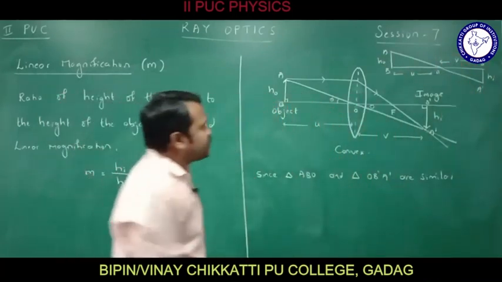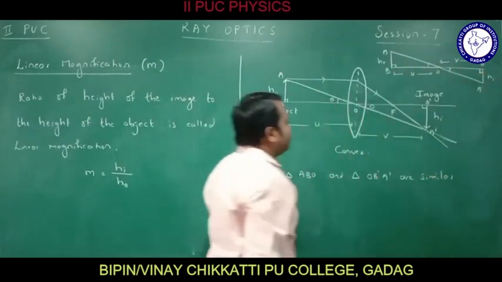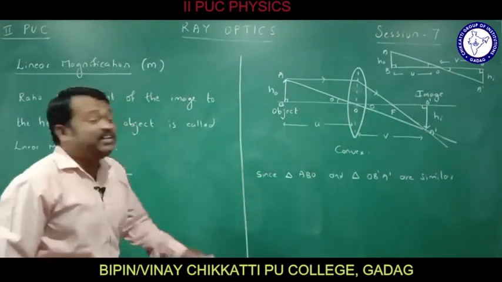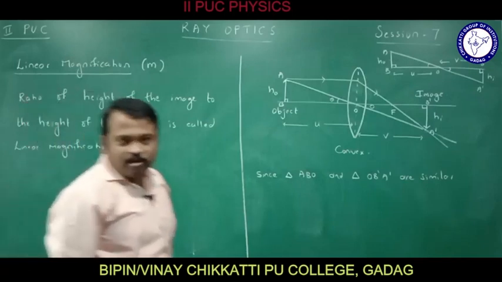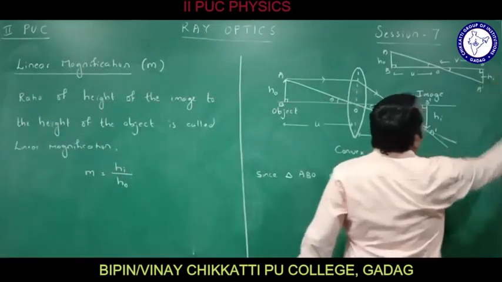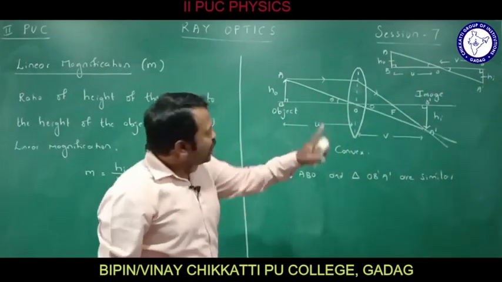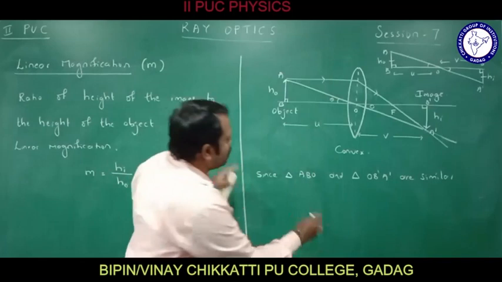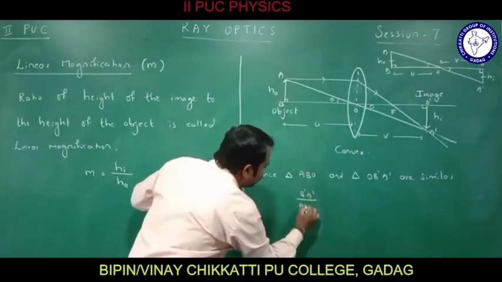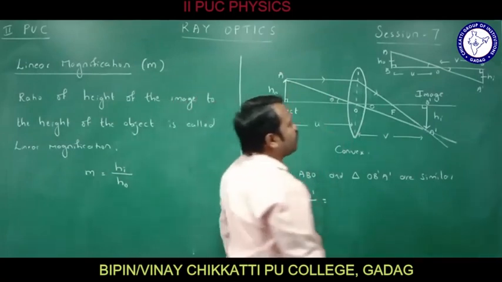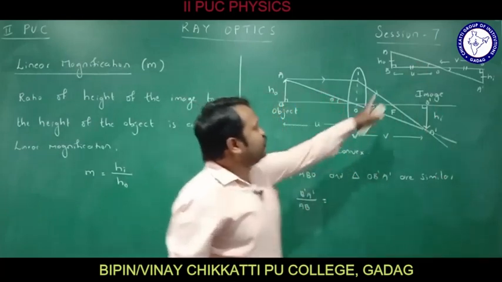We know that these two triangles have vertically opposite angles equal, and the other angles are 90 degrees, so the remaining angles must be equal as well. So they are similar to each other, and the ratios of the corresponding sides are equal. What is the corresponding side of B'A'? The corresponding side of B'A' is AB. So B'A' over AB is equal to the ratio of the corresponding side of OB', which is BO. These two are corresponding sides, the hypotenuses.